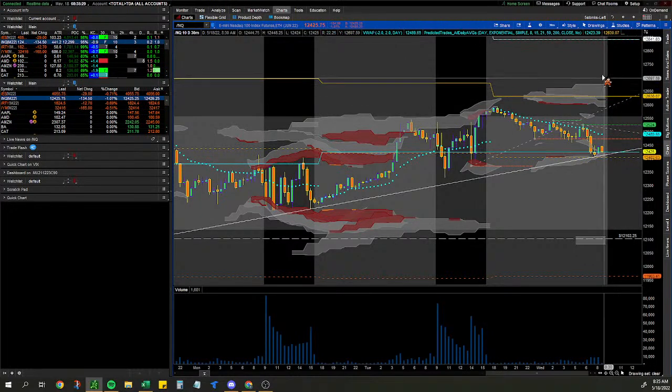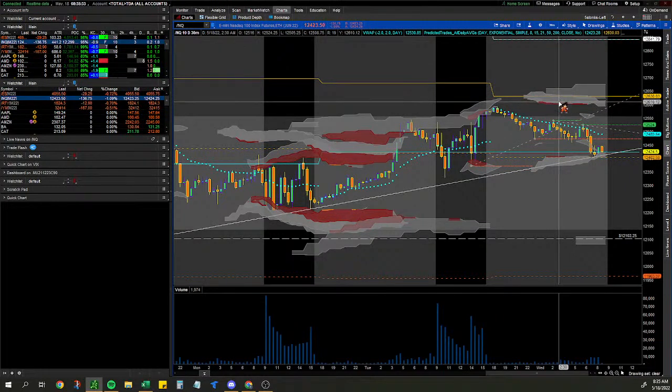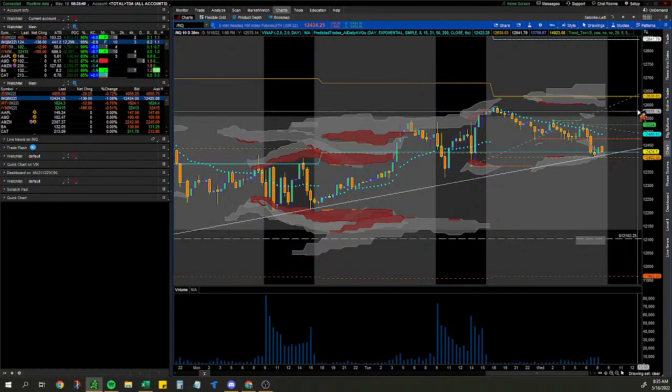It really could. These squeezes were more compressed, and now they're starting to open up a little bit. So we can run into them, have a pullback, and then take off higher. Absolutely.